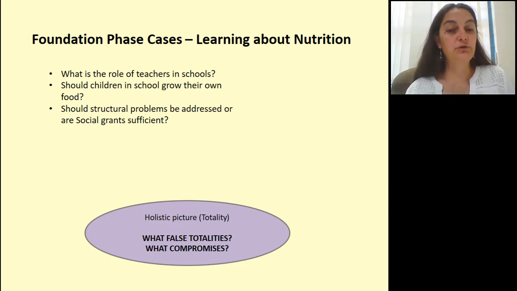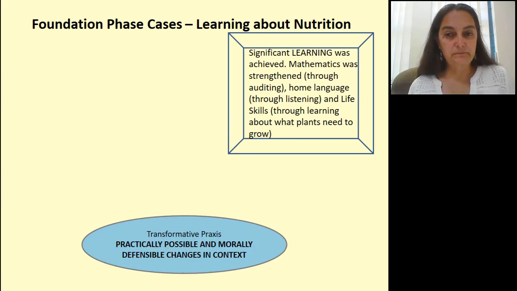The other question is, should children in school grow their own food? Should they be in the garden growing their own food, or should they be learning mathematics, language, science, etc.? And then another question is, it's all very well organizing social grants, but there are big structural and social problems in rural areas that also need to be addressed. We would like a healthy and thriving economy in the rural areas, rather than expecting people to rely on social grants for a living and in order to feed their children. So these are some of the challenges that we came across in these activities.